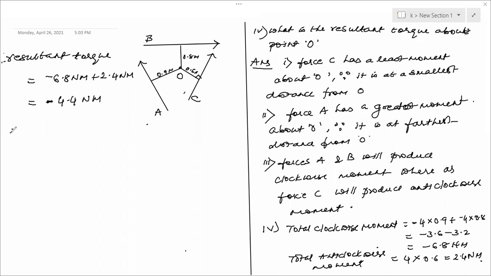Therefore, the resultant torque is 4.4 Newton meter clockwise. I hope people understood me here.